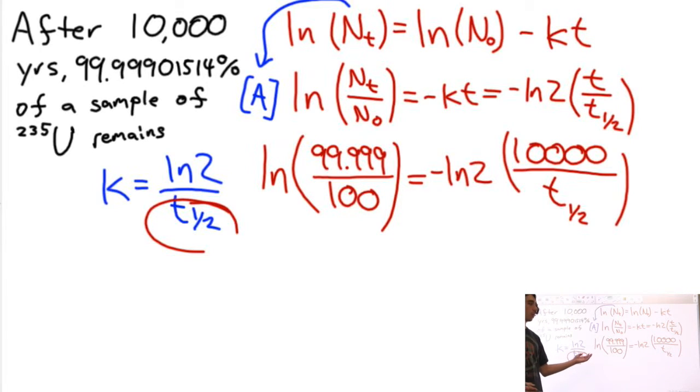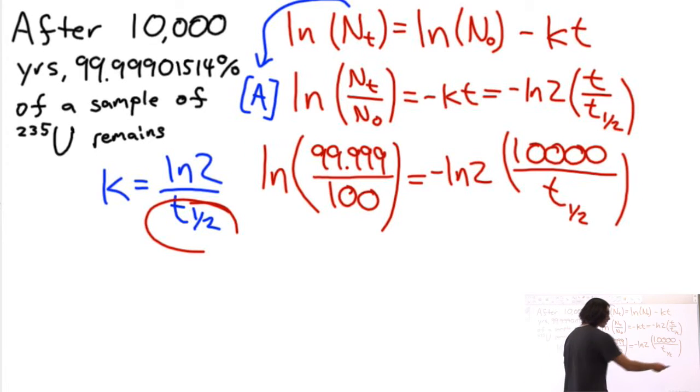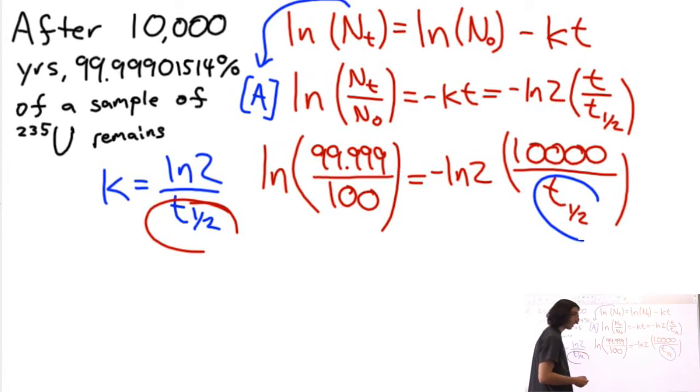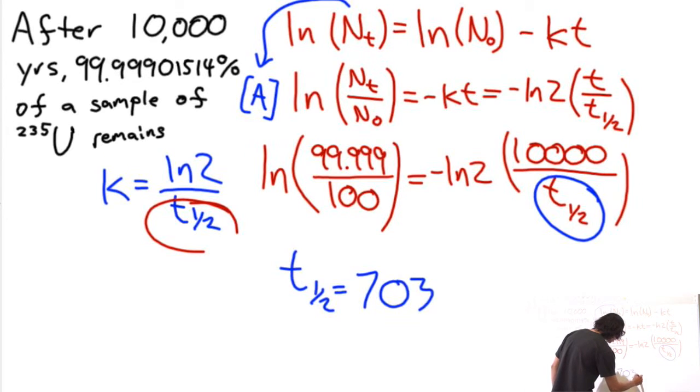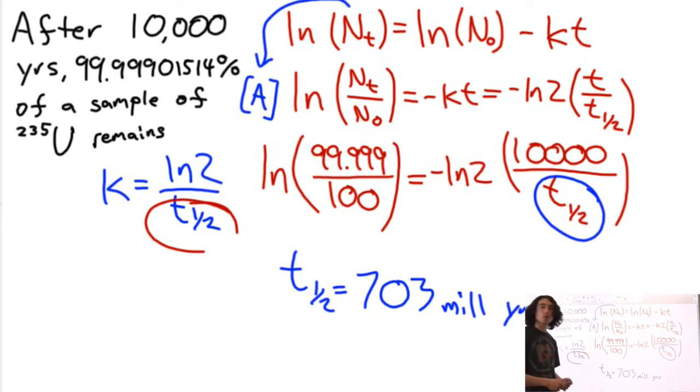Well, now here we have an equation with only one unknown. So we should be able to simply go through and solve for this T1/2. And if we do that, we're going to find that T1/2 is equal to about 703 million years. Quite a while.